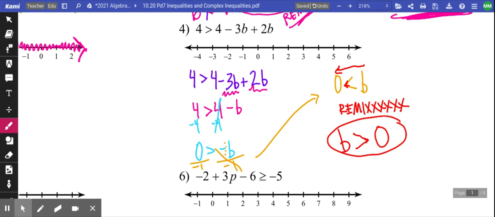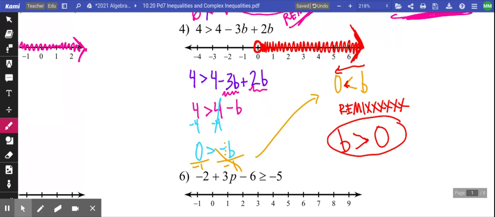So now, let's go over to our chart, and I'm going to go to my 0, because that's my number. It's saying some mystery number. We don't know what it is, but it is greater than 0. So we go to 0, we put a circle there, and then we know that b, whatever number it is, is greater than 0. So we're going in the greater than direction.